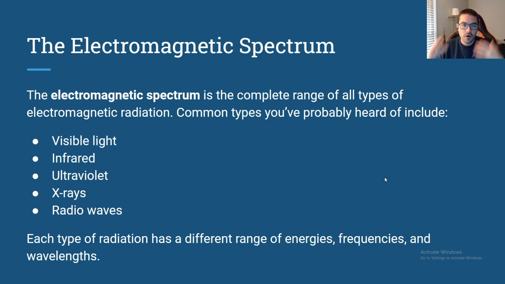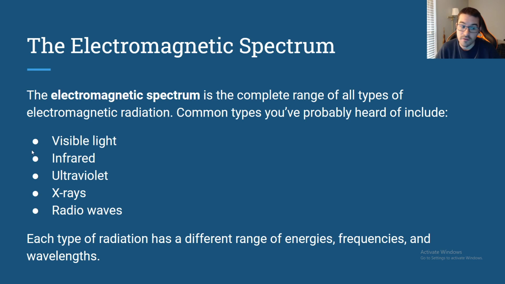Okay, so first of all, what is the electromagnetic spectrum? You may have heard of it before, but just in case you haven't, the electromagnetic spectrum is the complete range of all types of electromagnetic radiation. Okay, common types of radiation that you may have heard of before are visible light. This is the type of light that we can see with our eyes.